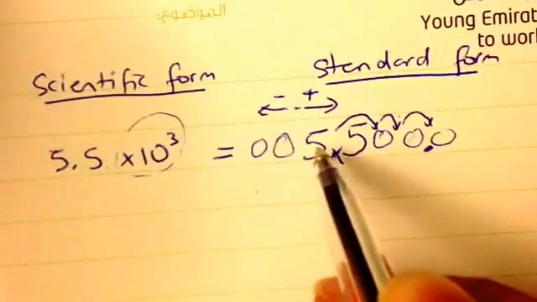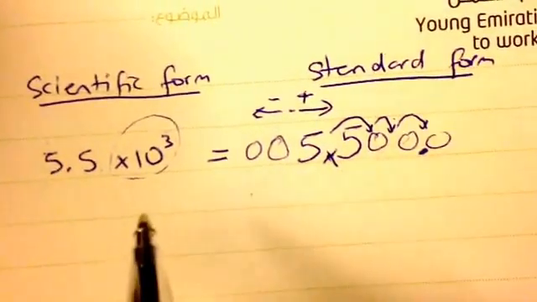We can cross this one out. The new number is 5500. That's your answer.